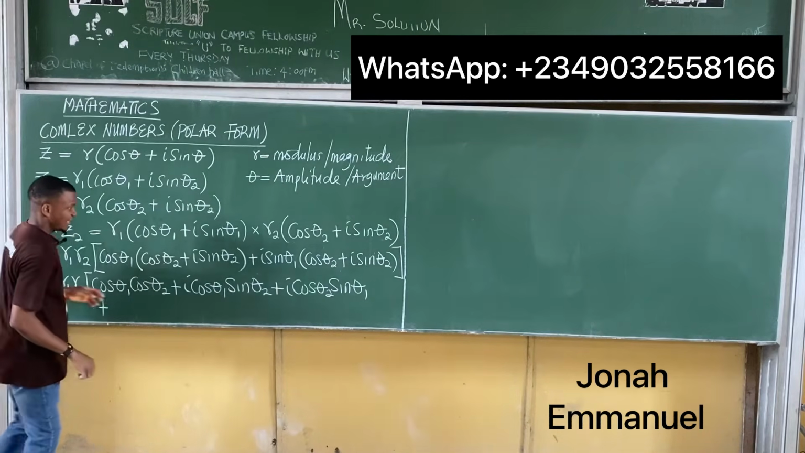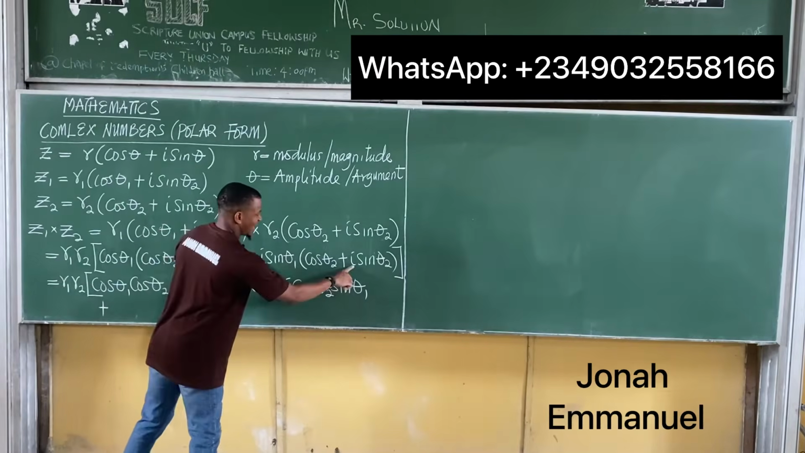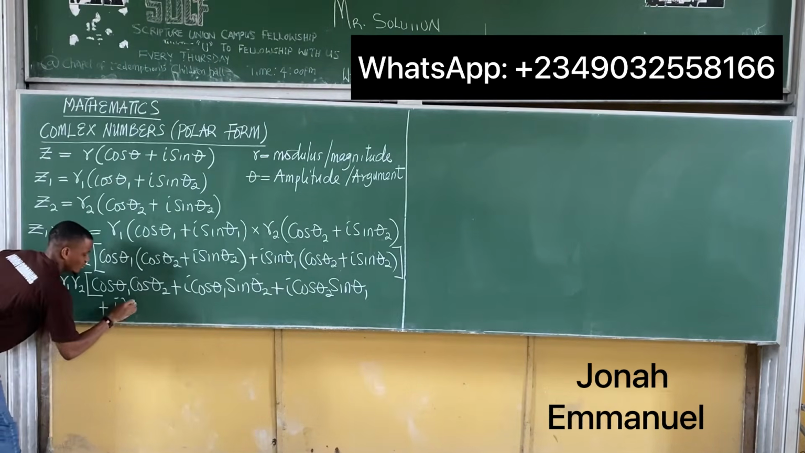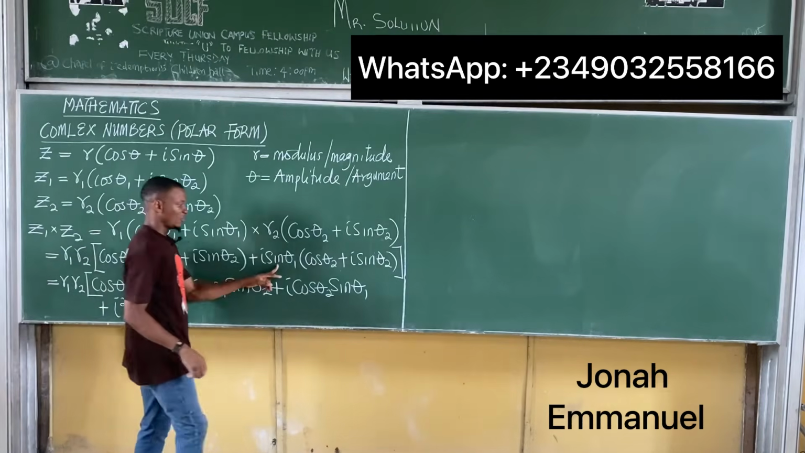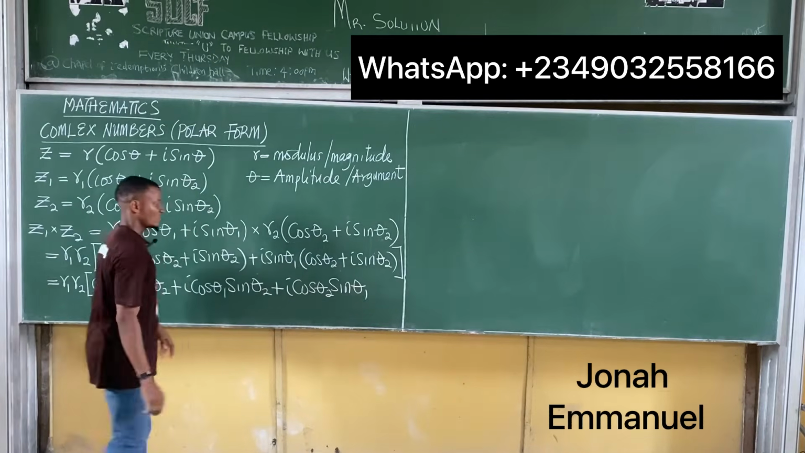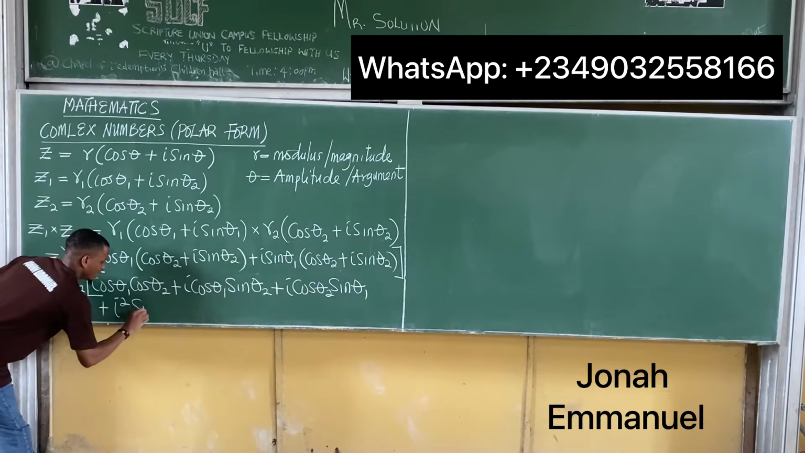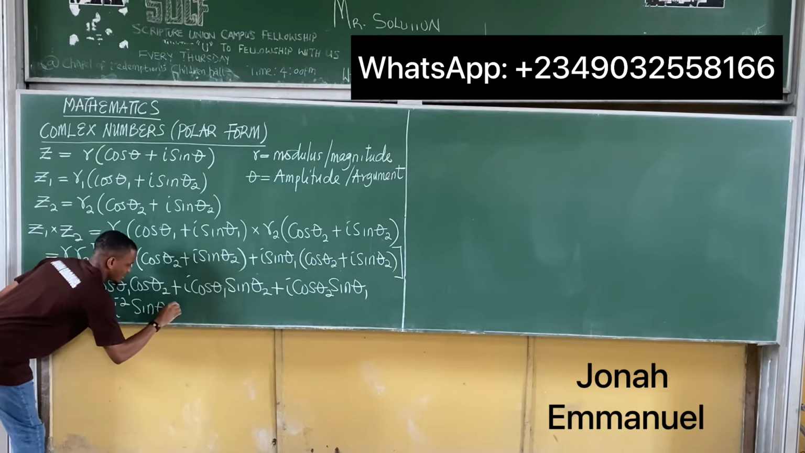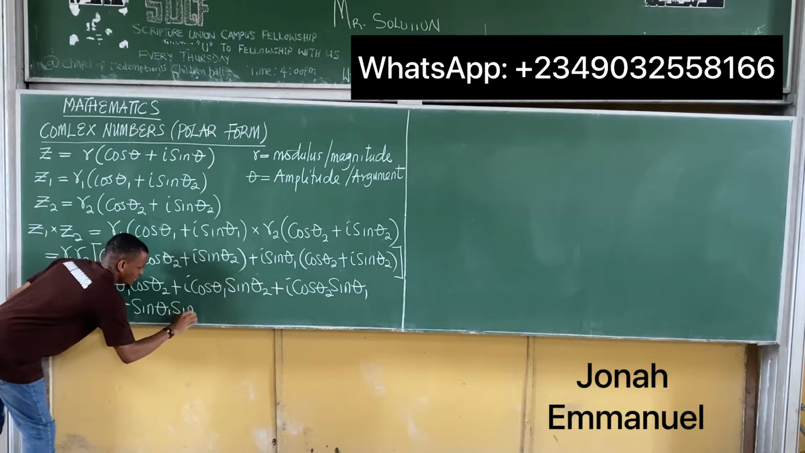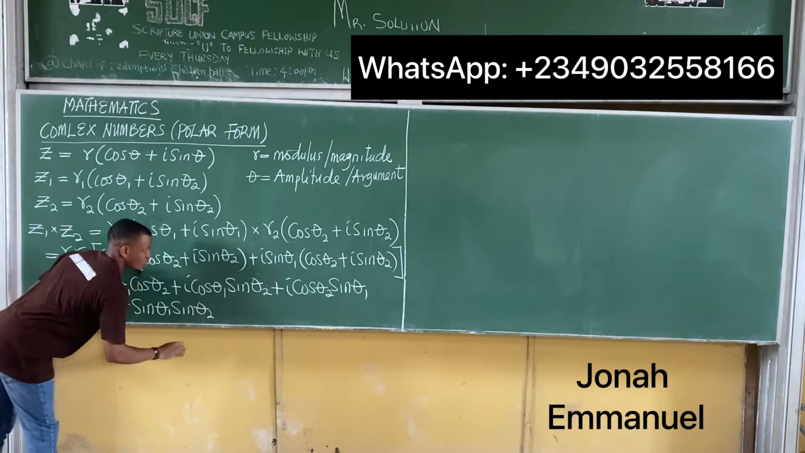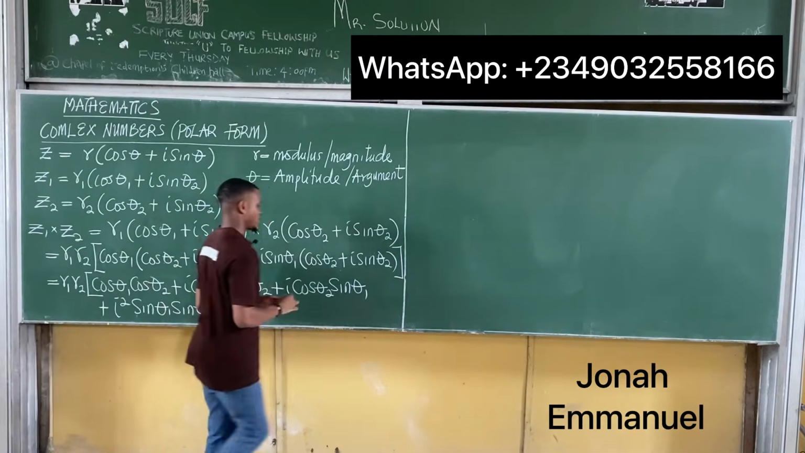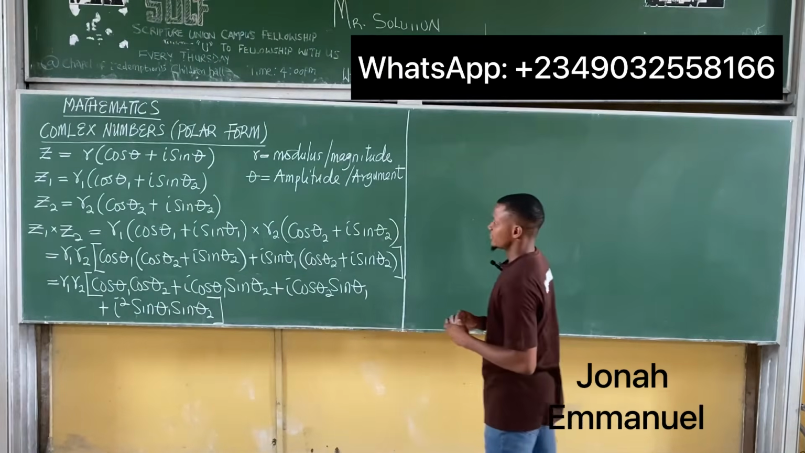So plus I now have I times I. That gives you I squared. So plus I squared into sine theta 1 multiplying sine theta 2 gives you sine theta 1 times sine theta 2. So I have this one here. All right, so this is my expansion. Next up, we'll try to simplify this.